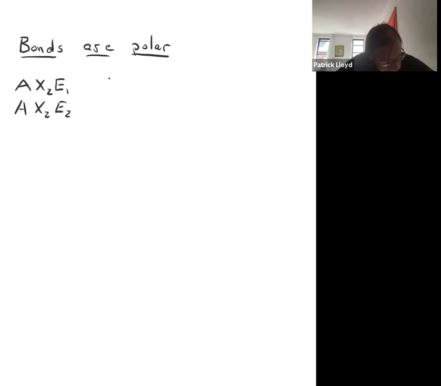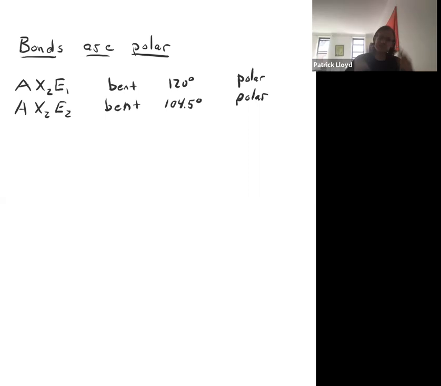Okay, these were the bent, right? So those are the bent. And the angles were 120, 104.5. Okay, these ones are going to be polar. Right, we just did water, so that's the example. So now the AX2E1, same situation. Because it's bent, they're going to add up additively in the y direction, so it'll be polar.